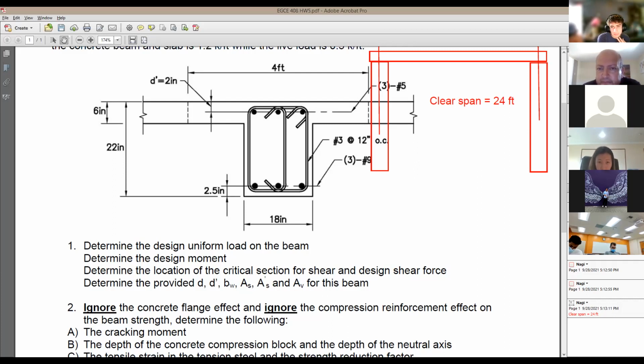How did you do it? Can you tell me the equation or what numbers? So we used the 0.85 f'c. What was f'c? F prime C. 3000 psi, but I converted that to ksi. So 3. What was your As value?